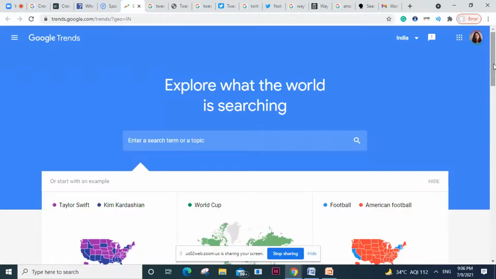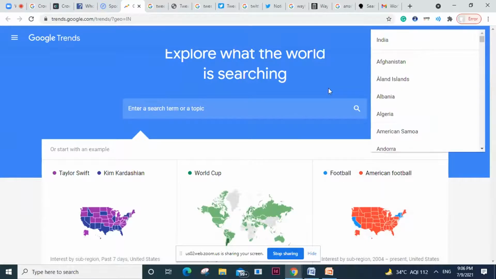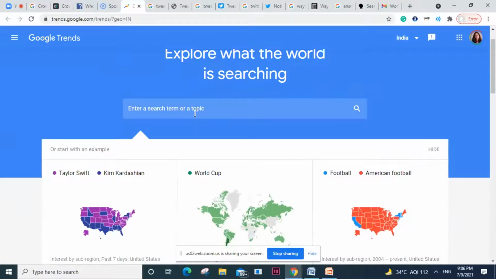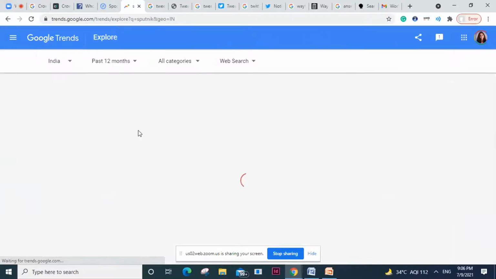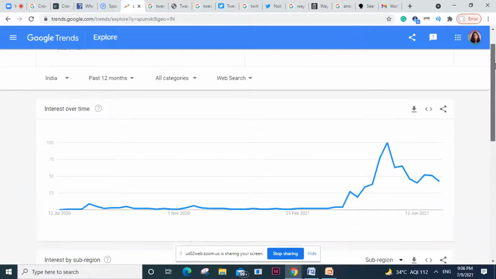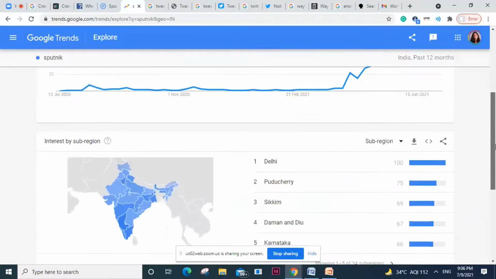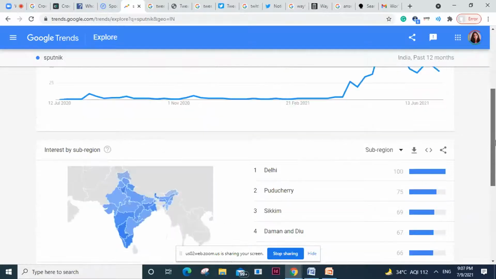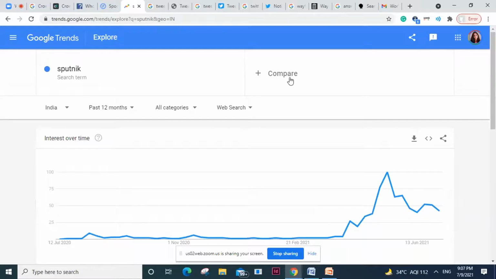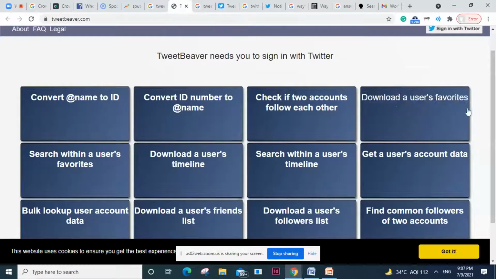This is like, as I told you, Google Trends. So you just have to search for that particular term, and then of course you can search in any of the countries. So what people are searching, for example, right now, I say Sputnik. We know that it has started in India, and people are searching about it. It also tells you about the sub regions, different states. It also tells you the related topics, so it gives you a lot of information, and you can compare it with other search queries.